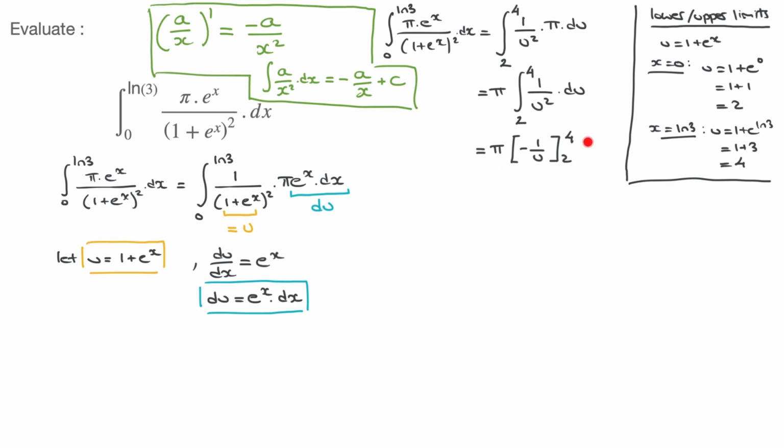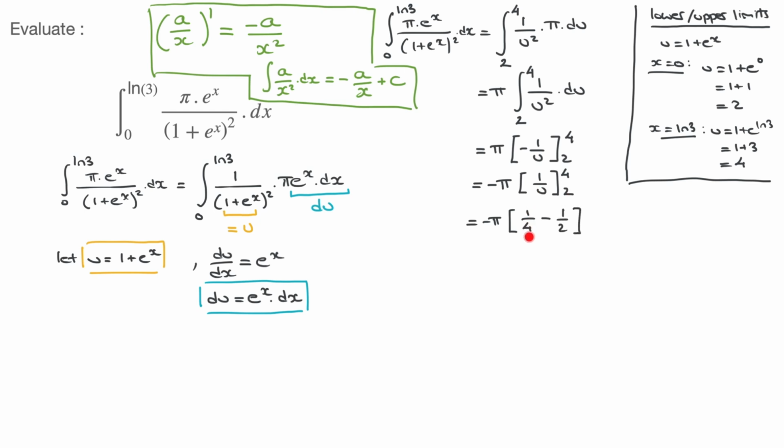Now, before evaluating this, I like to take any factor of negative 1, like the one I have here, outside of this pair of square brackets. In other words, I like to rewrite this as the opposite of pi, or negative pi, times, in square brackets, 1 over u, evaluated at the upper limit 4, minus its value at the lower limit 2. And all I have to do now is calculate. This equals the opposite of pi times, in square brackets, the value of 1 over u evaluated at 4, so that will be 1 over 4, minus 1 over u when u equals 2, so that's 1 over 2.